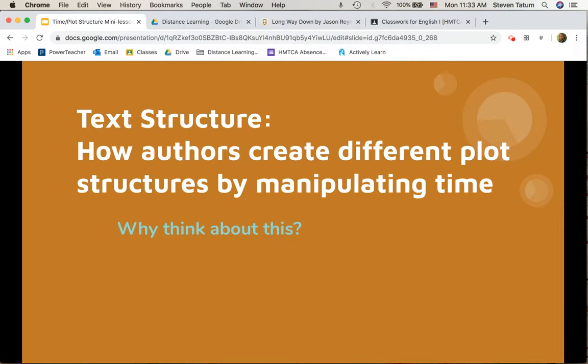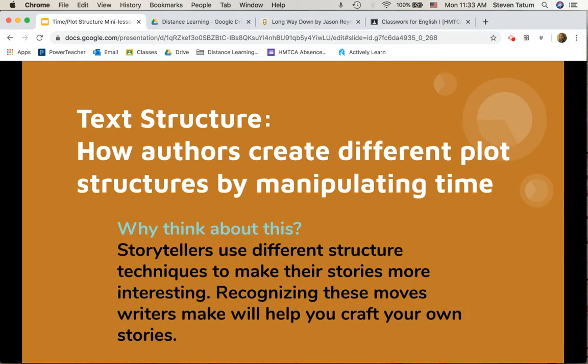Well, unlike last week when we were thinking about what the story was about, like the big ideas and the topics and the messages that they were trying to communicate through their themes, thinking about text structure is more thinking about how the author is building their story. And doing that can make us appreciate the techniques that they use to make their stories more interesting.